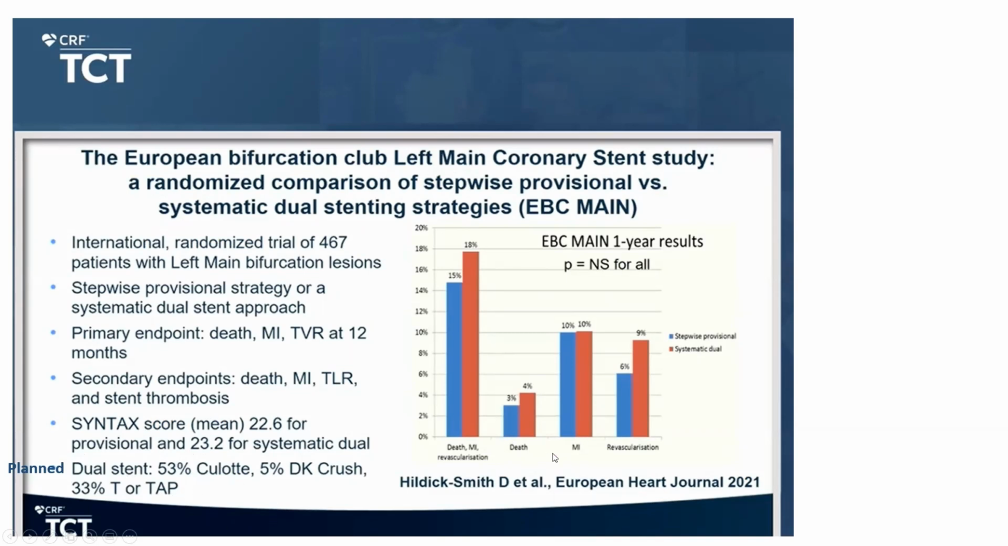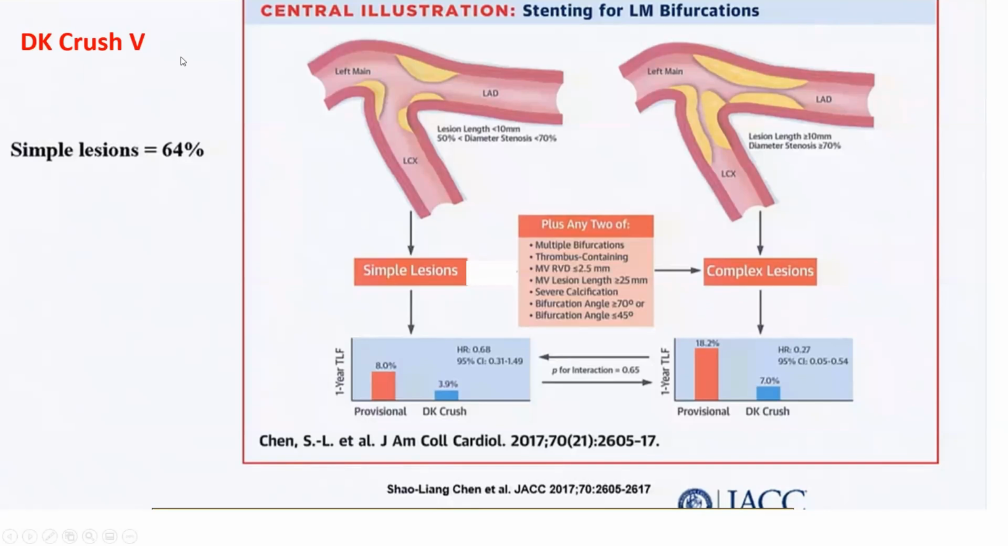So that's an important technique. Only the DK crush 5 trial supports DK crush in complex distal left main with many of those complex features I described. In those cases, DK crush was superior to provisional in terms of stent failure, but not in terms of mortality. But two caveats here.